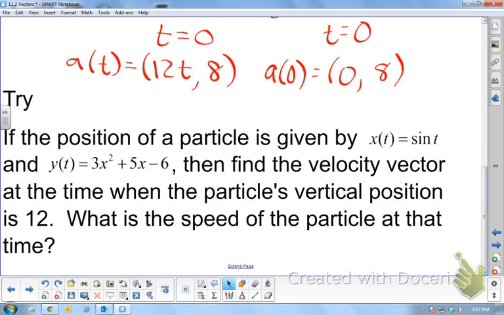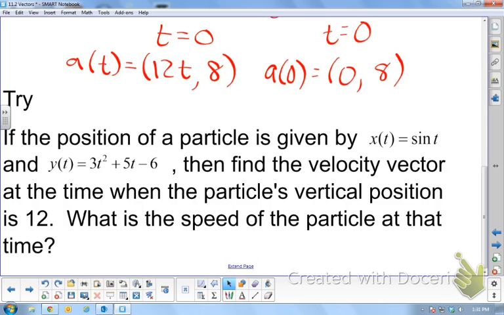He's right that we need y of t. It says when the particle's vertical position. The formula that represents the vertical position is the y of t value. So we want to know when y of t is 12. And then we're going to find our velocity vector. And then what is the speed of the particle at that time? We're going to have to use our formula that we wrote earlier for speed. Sorry, y of t should have had t's only, not x's, so I just switched to that. That's why it magically changed from x to t.